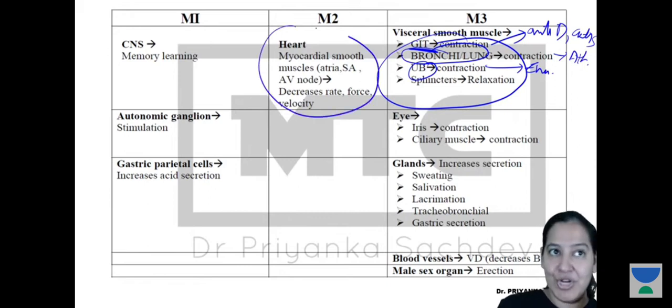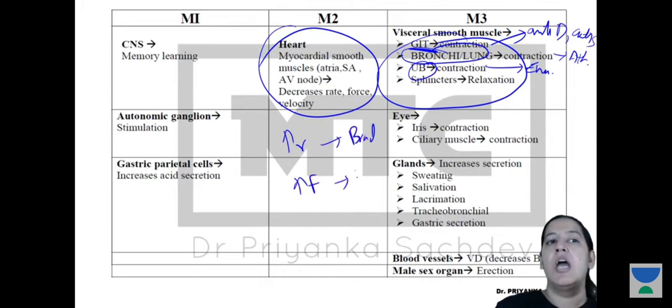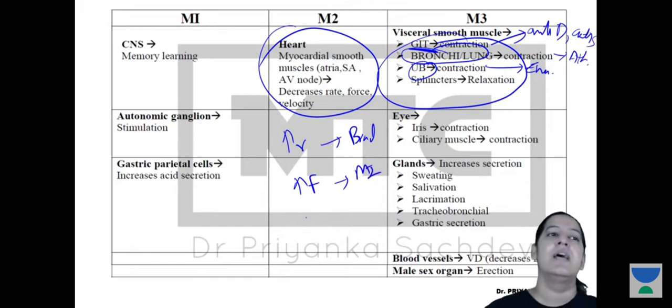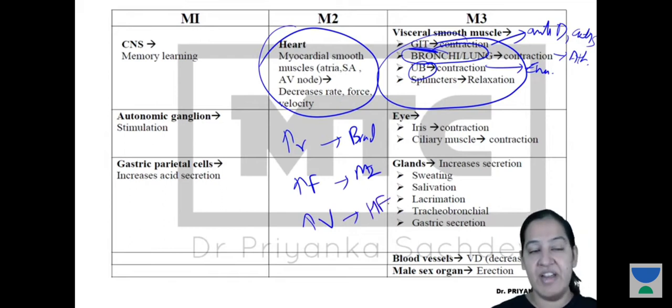I have told you three uses in N2 also. Since they increase rate, that is they cause tachycardia, they are useful in bradycardia. Since they increase force of contraction, they are useful in MI. In MI, force of contraction is decreased, so they are increasing it. And since they increase the velocity of conduction, they are useful in heart failure. In heart failure, velocity is decreased, so they increase and maintain it.